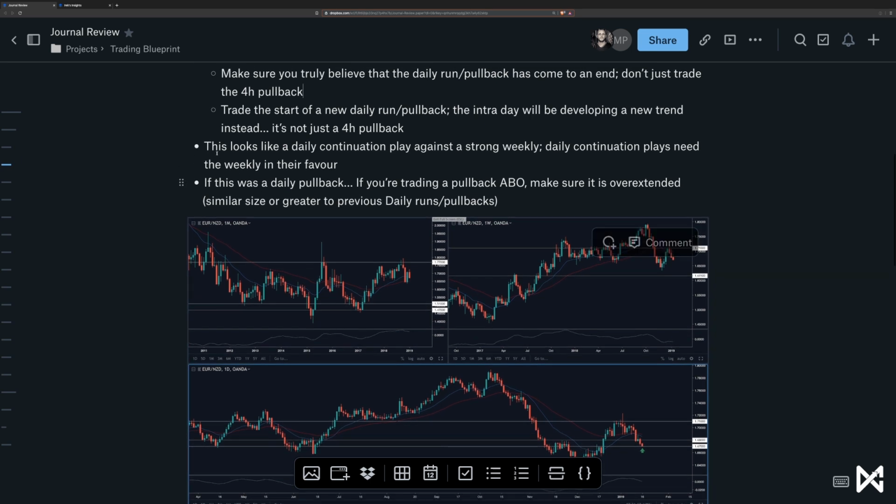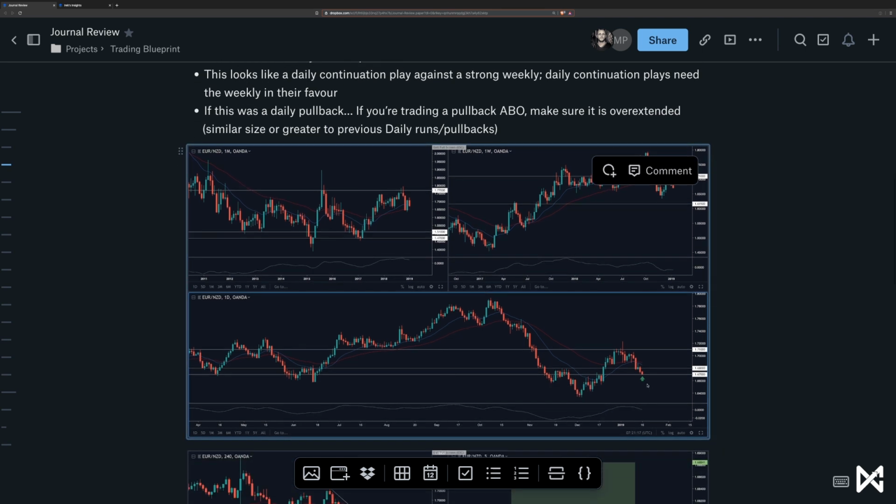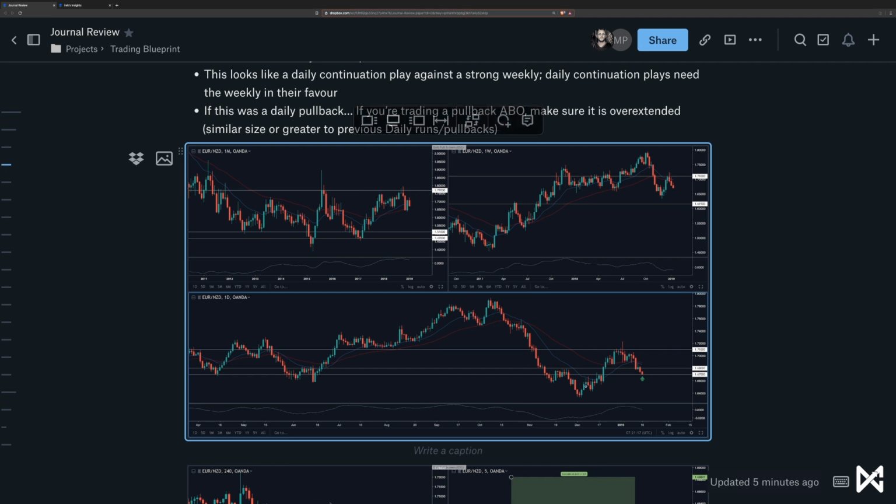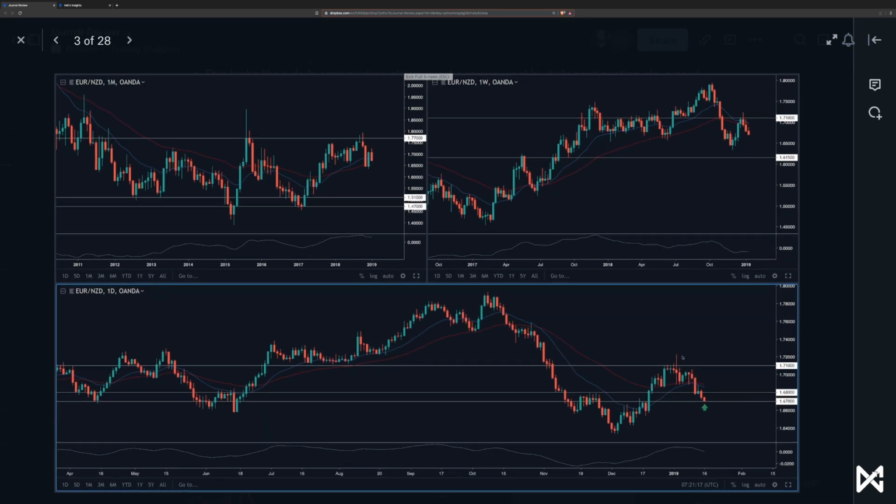So what we have here looks like a daily continuation play against a strong weekly. Daily continuation plays need the weekly in their favor. So this trader was looking at this as mainly this bearish trend has come to an end on a daily chart, right? Now we broke out, made a higher high, and now a potential higher low, and a daily continuation farther up because of this monthly bullish candle, right? Higher low on a daily chart and continue farther up. So that's what this trader was looking at, but you totally missed this potential trap on a weekly time frame, right?